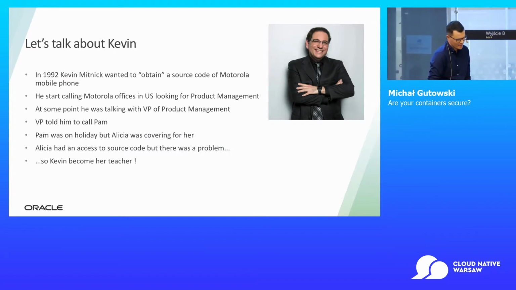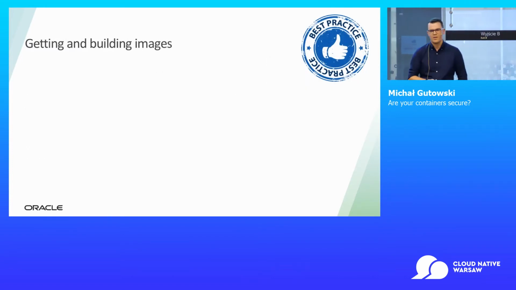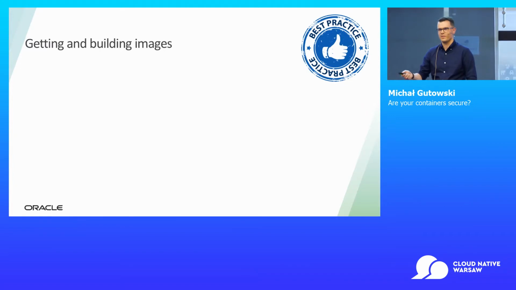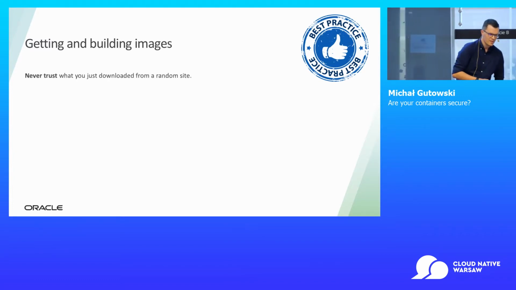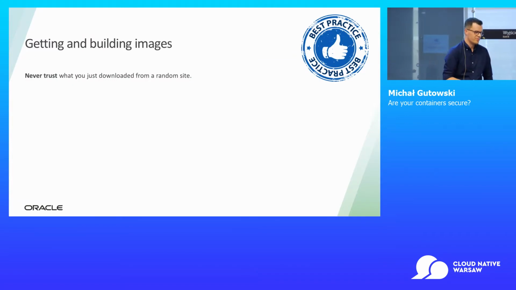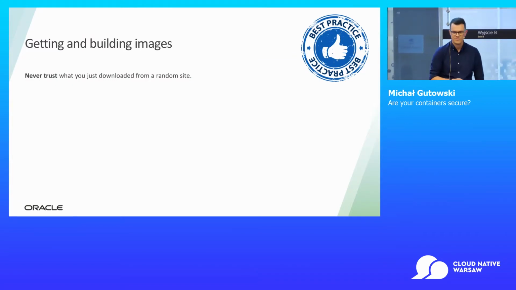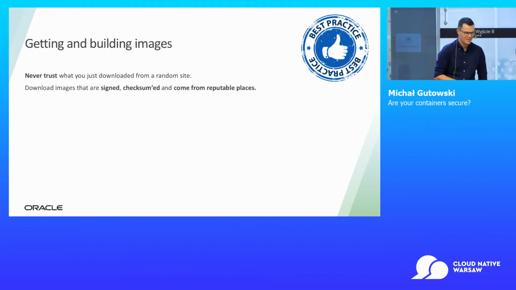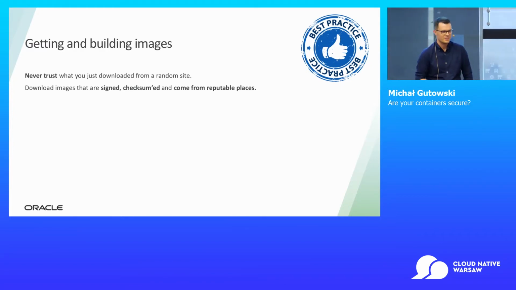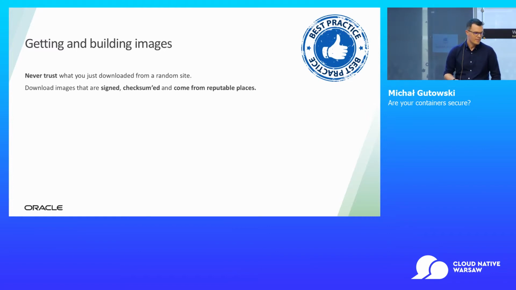So be aware that there is a lot of Kubernetes and Docker and this kind of tutorials available for free, but watch out what you are downloading. Yeah? So getting and building those images, what are the best practices? Trust no one. Yeah. I mean, don't trust containers or images from a random site. Download images from trusted sources.